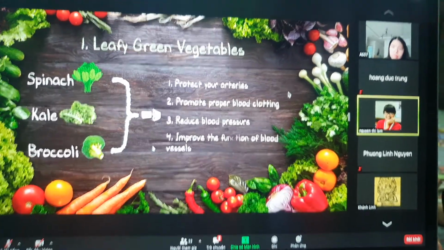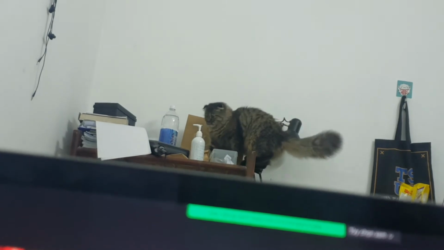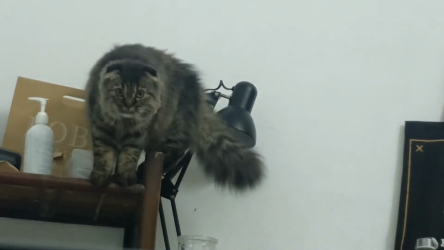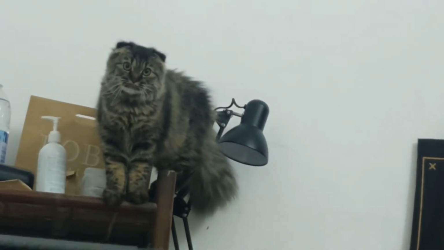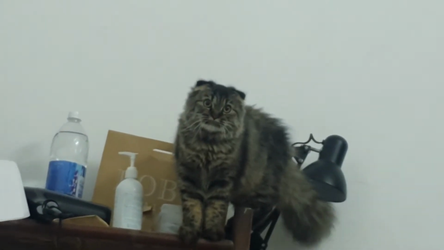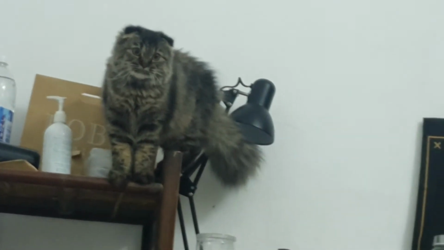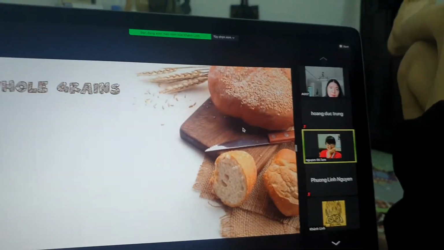They are also high in dietary nitrate, which has been shown to reduce blood pressure and improve the function of cells lining the blood vessels. Some studies have also found a link between increasing intake of leafy green vegetables and a lower risk of coronary heart disease. Next, I'm going to talk about whole grain, ngũ cốc nguyên hạt.